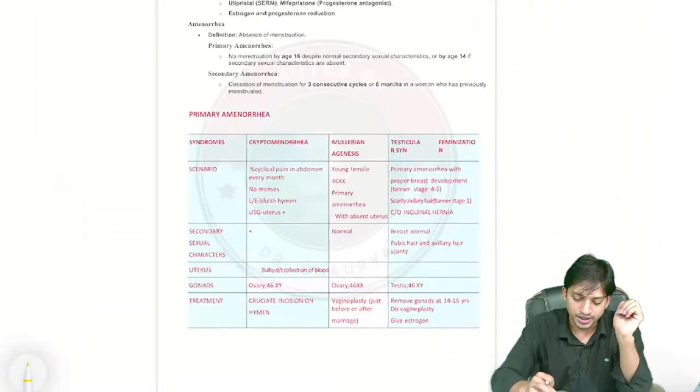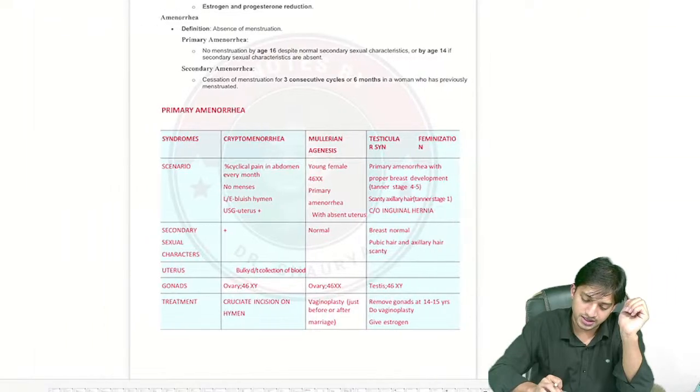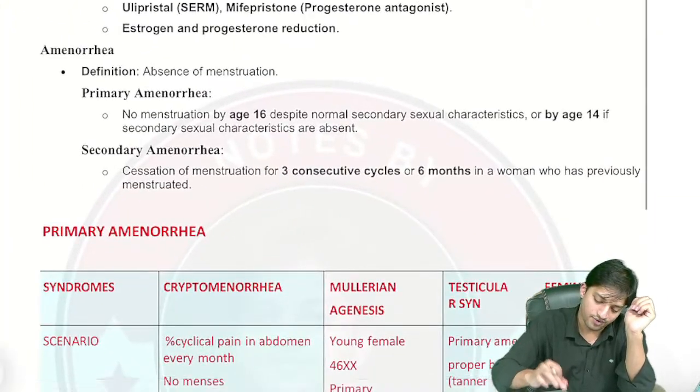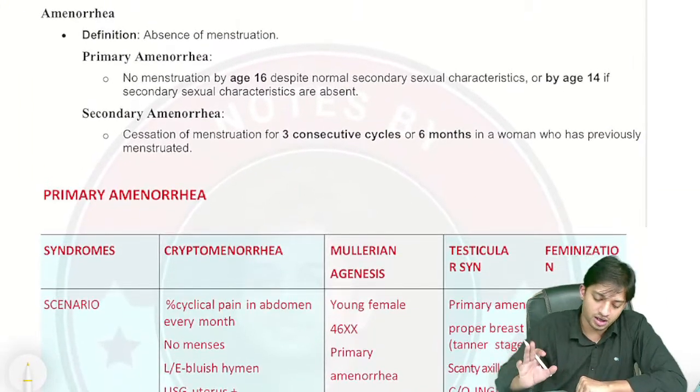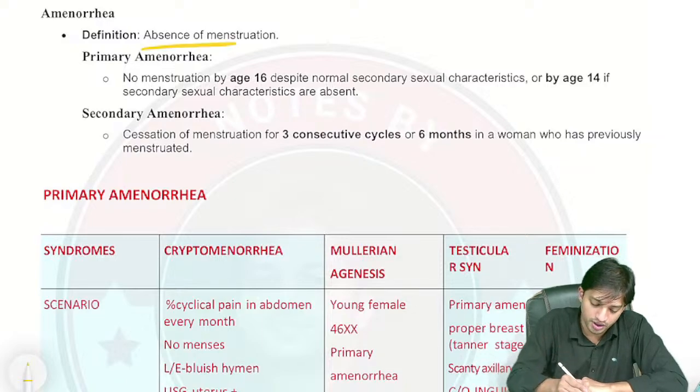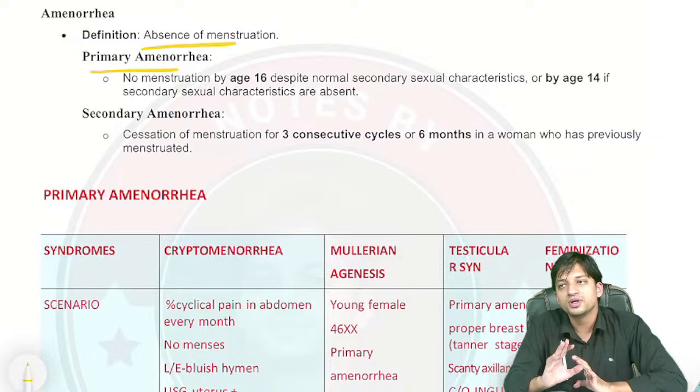Amenorrhea. An important topic that we are going to discuss is amenorrhea, guys. Now, have a look here. Amenorrhea, what is the definition? It is absence of menstruation. You already know. Primary amenorrhea, no menstruation when the female has reached up to 16 years of age.